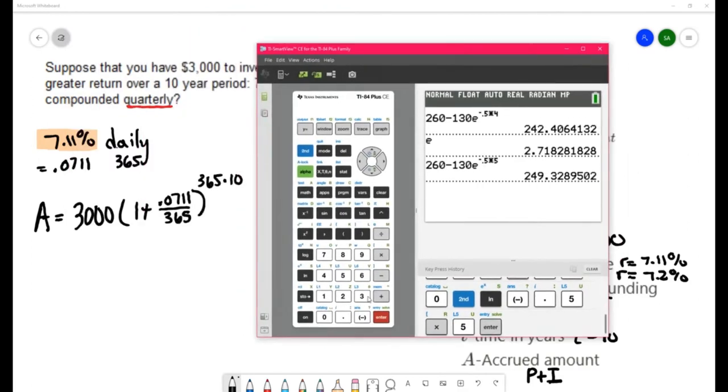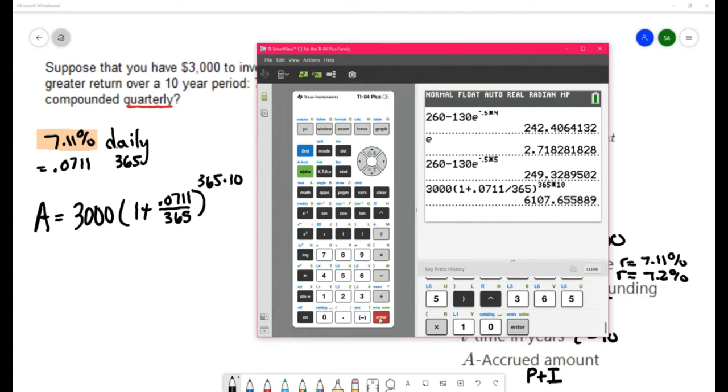So the first one, we have 3,000 times 1 plus 0.0711 divided by 365 raised to the 365 times 10 power. So after 10 years, that $3,000 would grow to be $6,107.66. I rounded to the nearest cent. So $6,107.66.